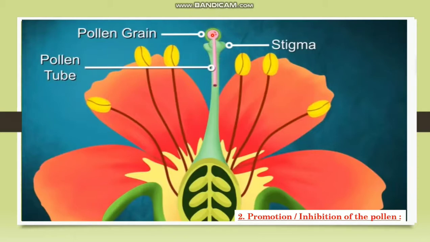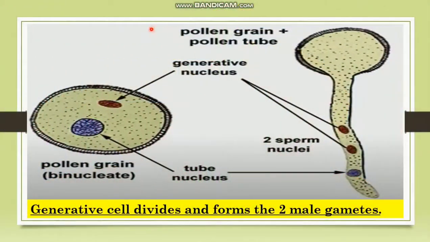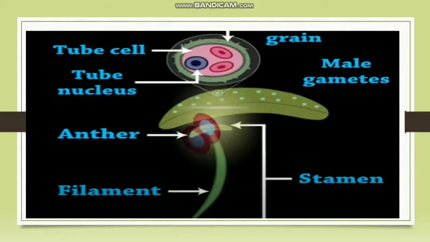All the content of the pollen grain flows down into the pollen tube. Now, if the pollen grain is shed at the two-cell stage, that is vegetative and generative cell, in that case the generative cell divides and forms the two male gametes in the pollen tube. But if the pollen grain is shed at the three-cell stage, in which one vegetative cell and two male gametes are already present, in that case the male gametes will be carried by the pollen tube right from the beginning.